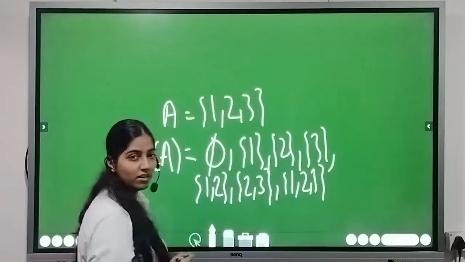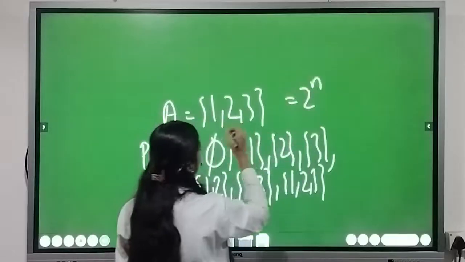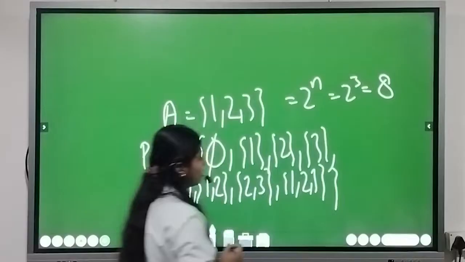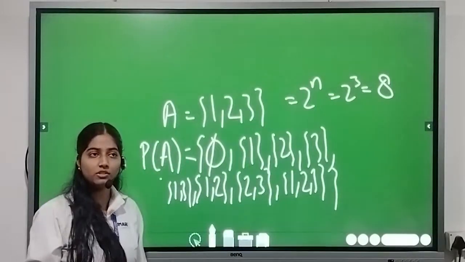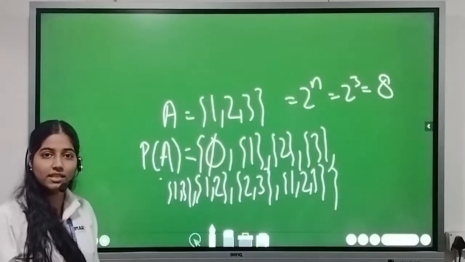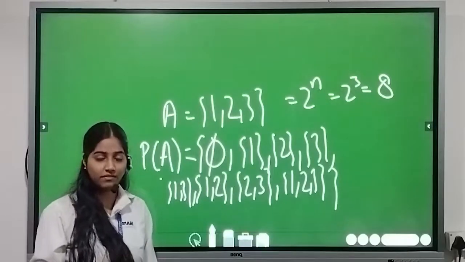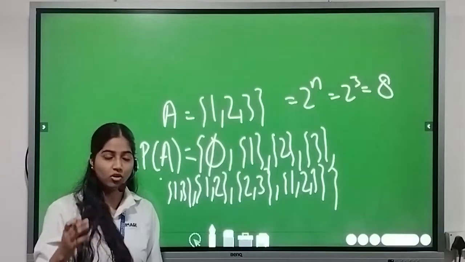And there's also a formula for finding power set, that is 2 to the power n. So we have 3 elements, so 2 to the power 3. This is an example of power set. Moving on to operations of set, there are basically 3 types of operation. First is union, second is intersection, and third is difference. In difference, it is subdivided into symmetric difference and complement.